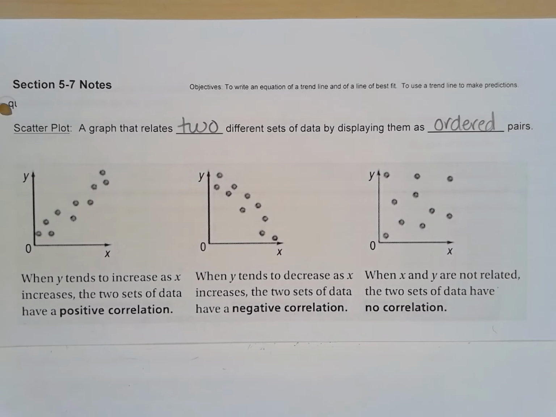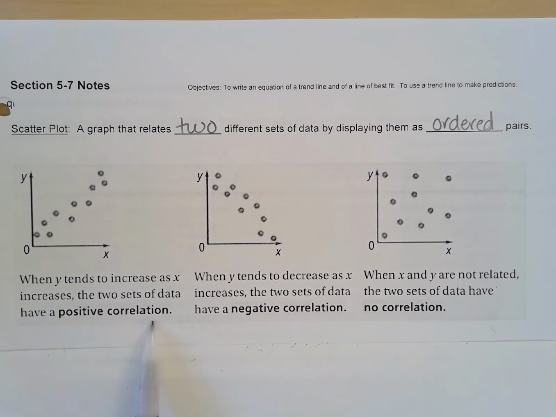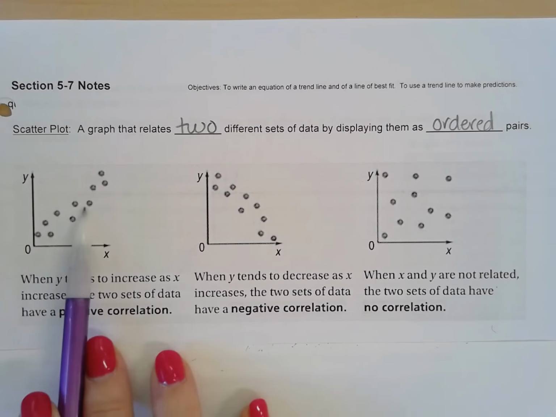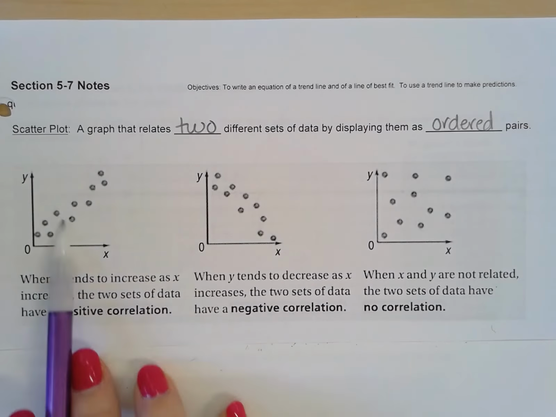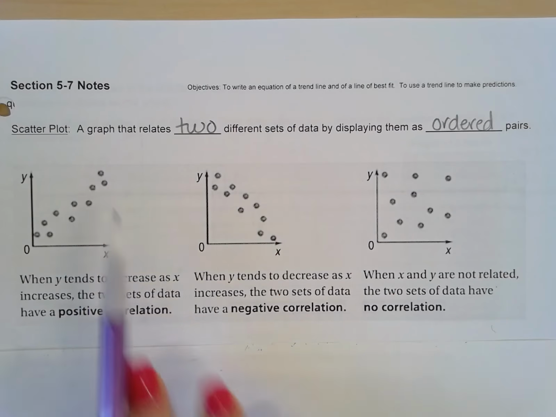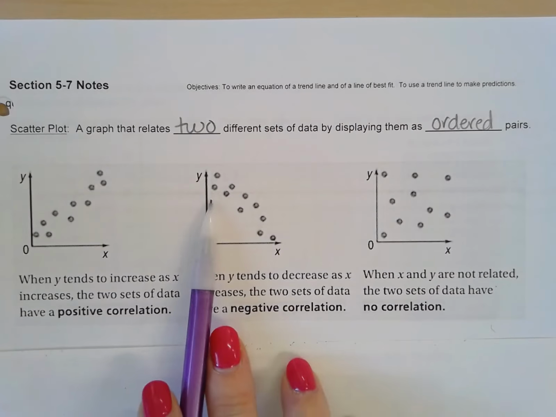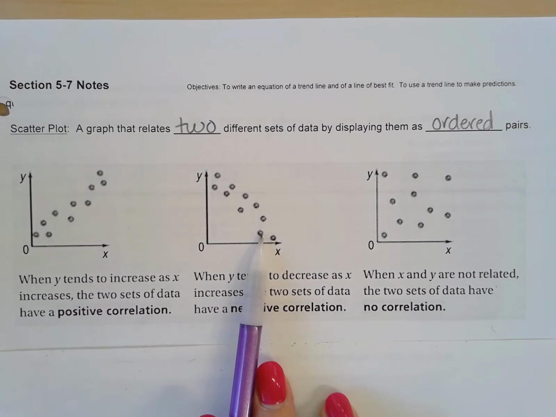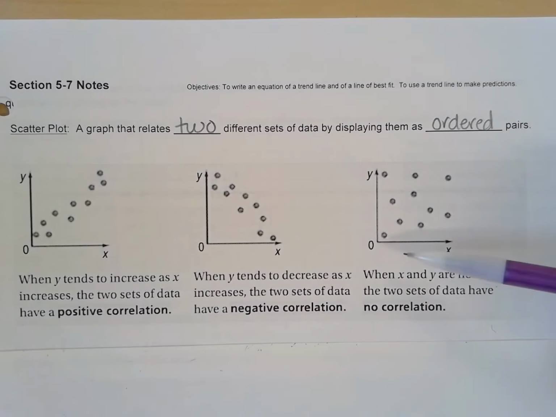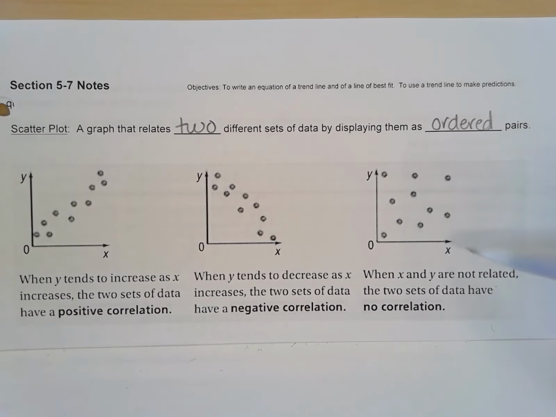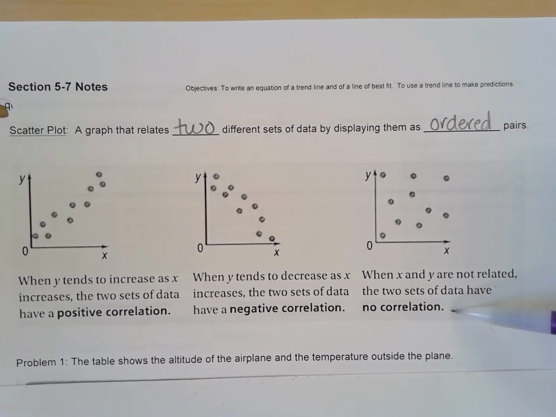Now you can have three types of scatter plots. You can have a scatter plot that has a positive correlation. That means that over time it tends to increase. Okay, that's a positive correlation. You can have one that decreases, so that would be a negative correlation. Or you could have a scatter plot that's just kind of all over the place. There's no pattern to it, and that's what we call no correlation.